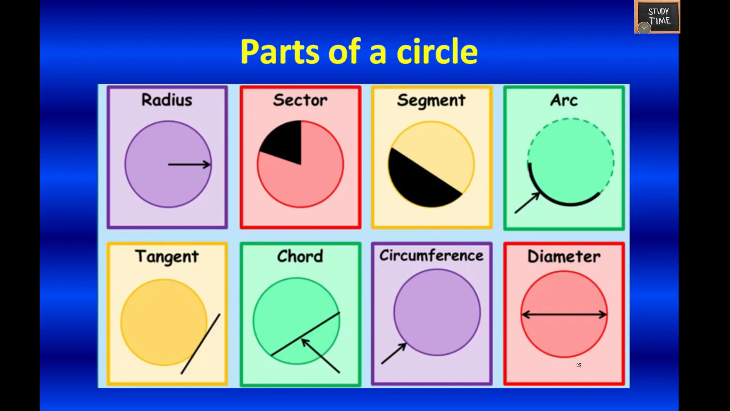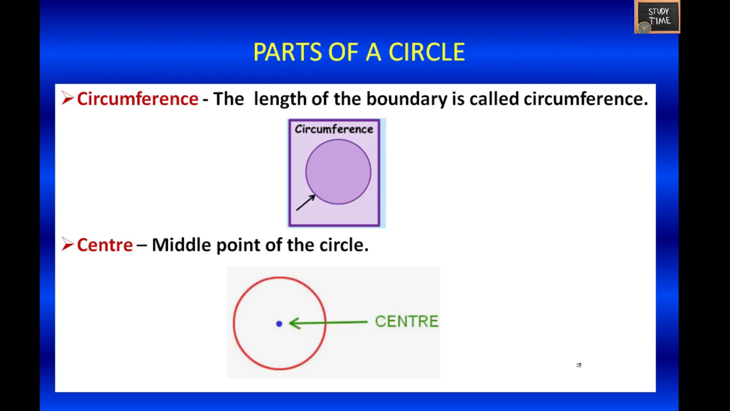Next, we are going to see the parts of a circle. What are the parts of a circle? Radius, sector, segment, arc, tangent, chord, circumference, diameter. Now let's discuss in depth about these parts. What is the circumference? The outer boundary, you can see, that is the circumference of the circle. Next, this middle point of the circle, I have named it as O. That is the center of the circle.